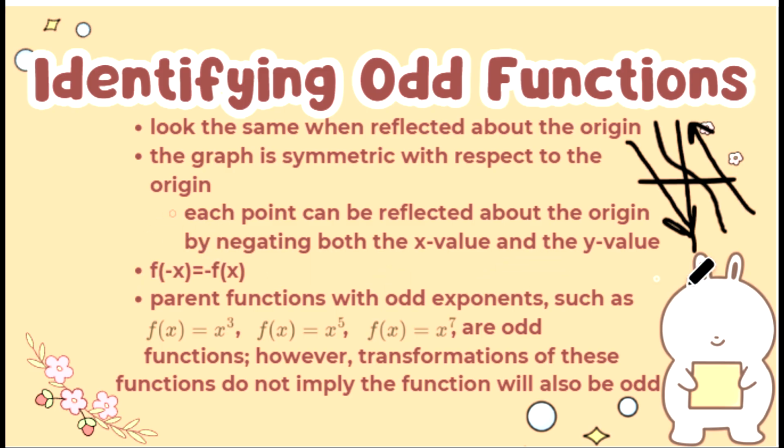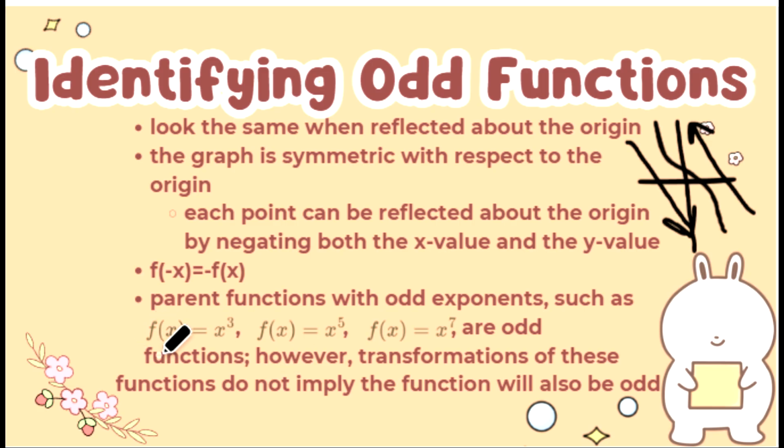Parent functions with odd exponents, such as f of x is equal to x cubed, f of x is equal to x to the 5th, f of x is equal to x to the 7th, are odd functions. However, transformations of these functions do not imply the function will also be odd. So if you mess with this, if you add 2, or if you multiply by 3, whatever, it doesn't necessarily mean that it stays an odd function, but if you have just this formula, it's automatically an odd function.